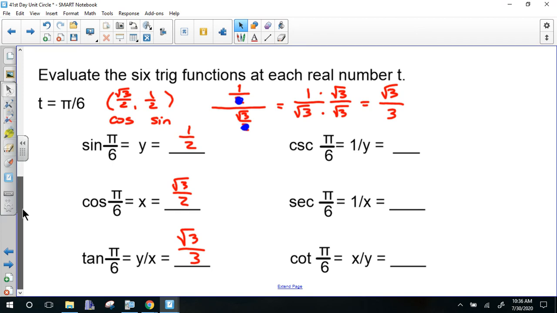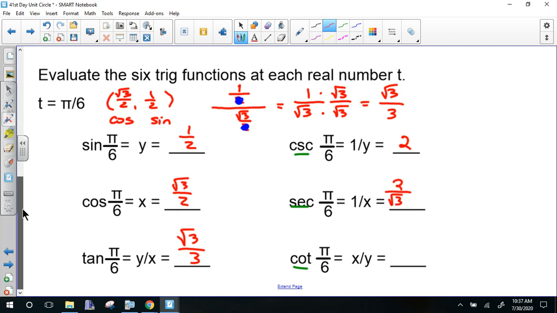Now remember, cosecant, secant, and cotangent are all reciprocals of sine, cosine, and tangent. So all I need to do, if I've got sine, cosine, and tangent, I just need to flip those to get the answers for the other 3. So what happens if I flip 1 over 2? Well, I get 2 over 1. What happens if I flip square root of 3 over 2? I get 2 over square root of 3.